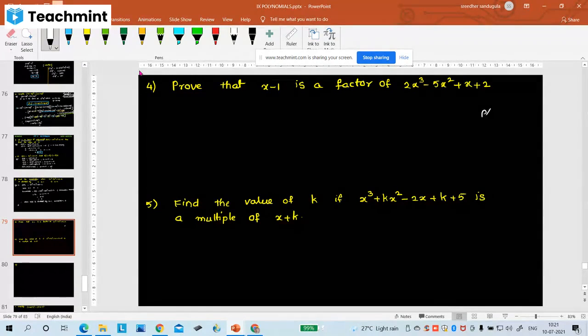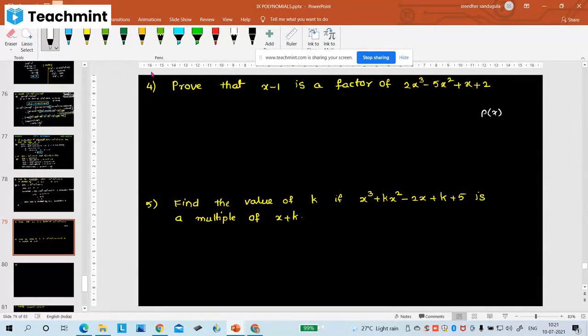If P of x is a polynomial, divided by x minus a, and if P of a equals 0, then we can say that x minus a is a factor. So this is the factor theorem. What is the factor theorem? If P of x is divided by x minus a and P of a equals 0, then the divisor x minus a is called a factor of P of x.